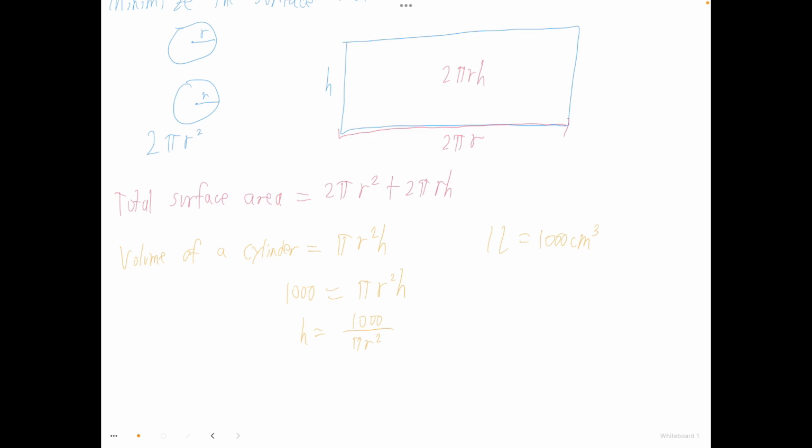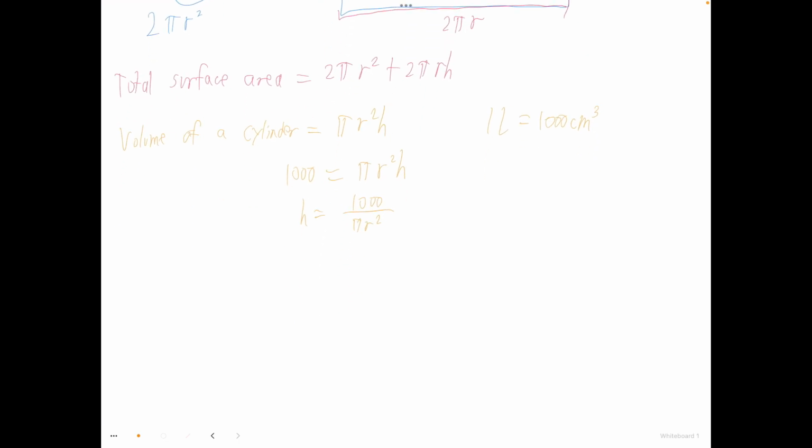So that gives us a relationship between h and r, and so we can now replace h in our formula. And so our surface area, which I'll write as SA, is going to be 2 pi r squared plus 2 pi r, and it was h, but h is 1,000 divided by pi r squared. And so this then gives us our equation involving only r.